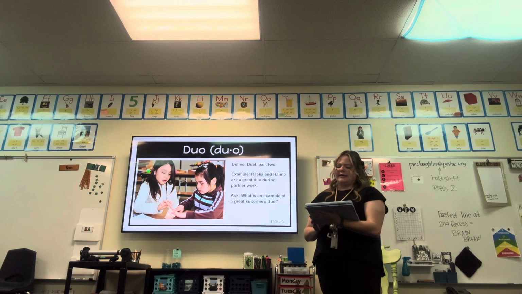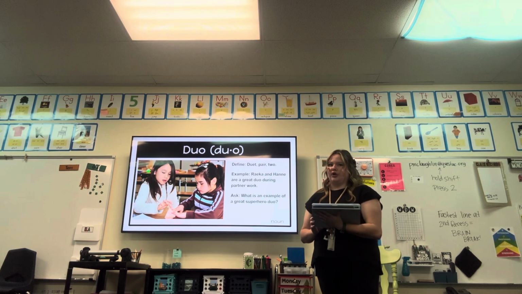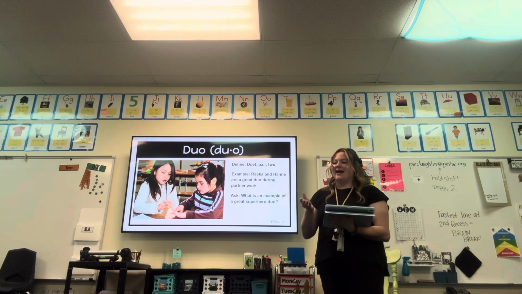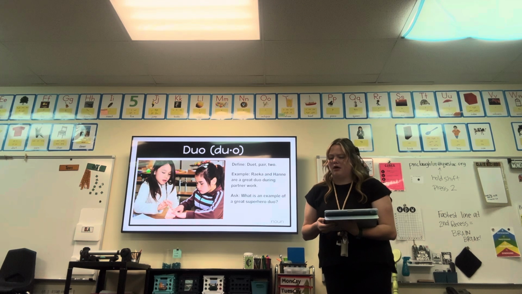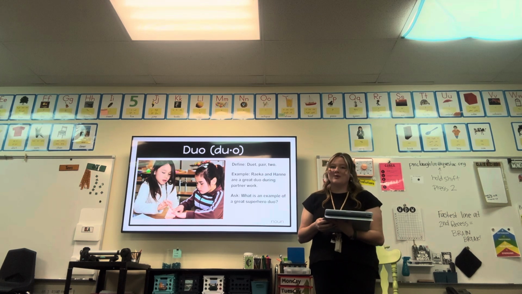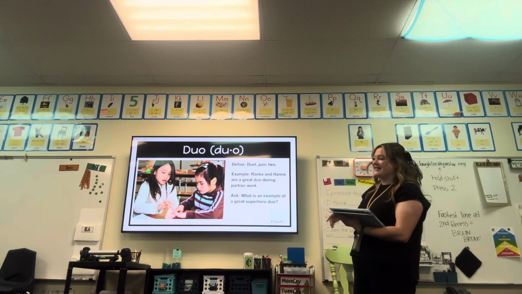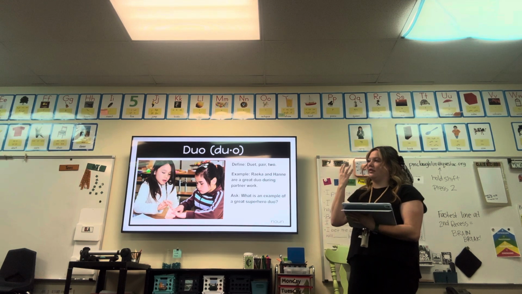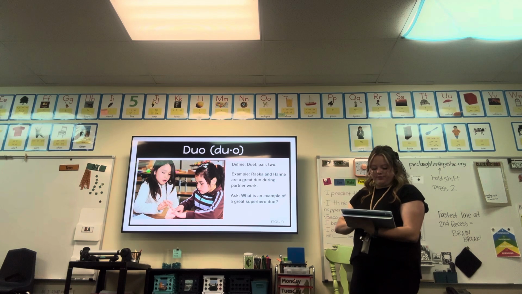What is a great example of a superhero duo? What do you think? Yeah, Michael, what do you think? Oh, Batman and Robin are a great superhero duo. This is a noun. It means it is a thing. It is two, duo.